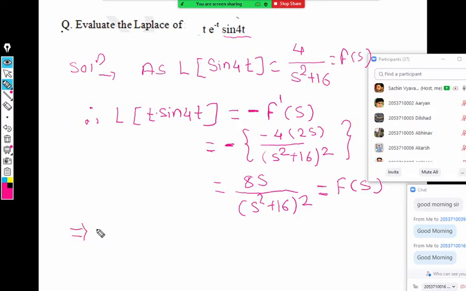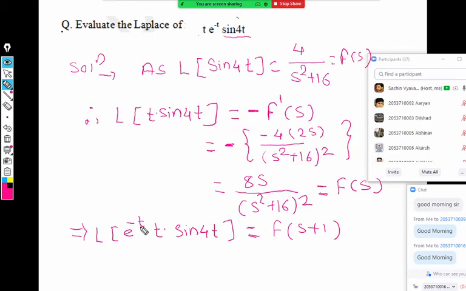We got the Laplace of e raised to minus t into sine 4t. Can anyone tell me what should be the change in this F(s) now? If we want to multiply by e raised to minus t, what should be the answer? Yes, F(s) becomes F(s plus a), and a is here 1. First shifting property.